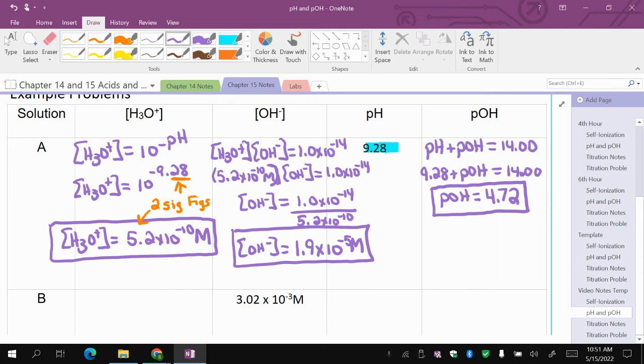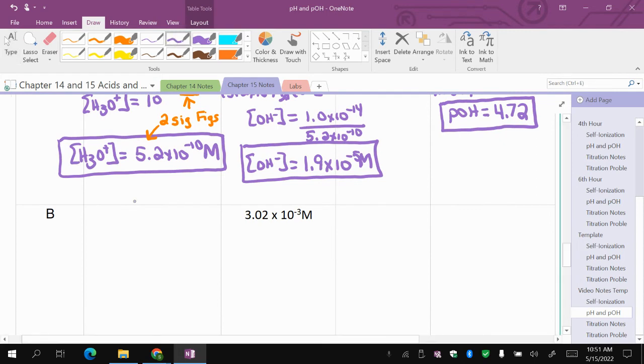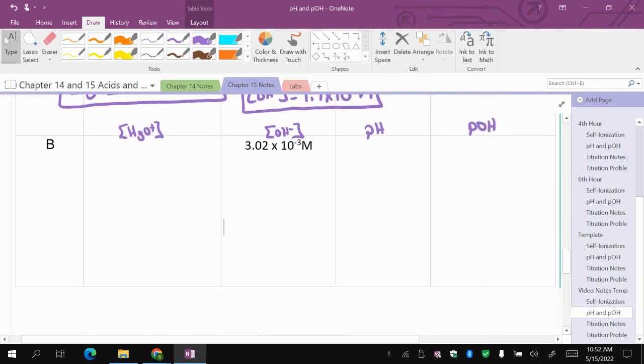Okay, so you should have calculated the three values that are left for solution B. I'm just going to write them here so we remember what we're doing. This one's hydroxide, this one's hydronium, this is pH, and this is pOH. So we have the hydroxide ion concentration. We need to find the other values.